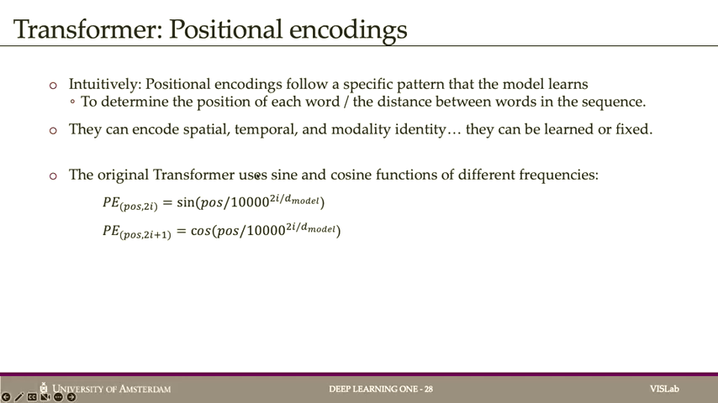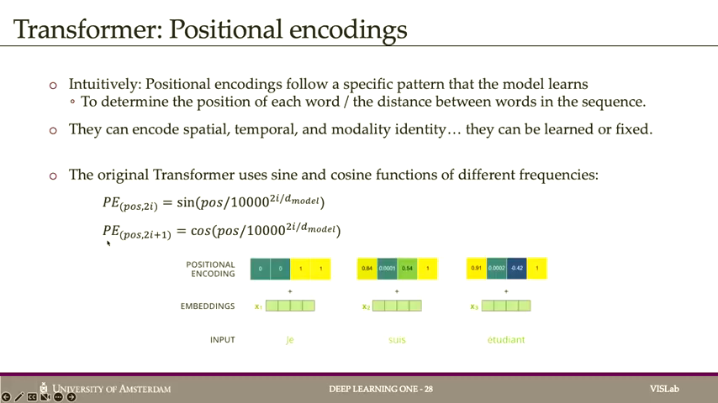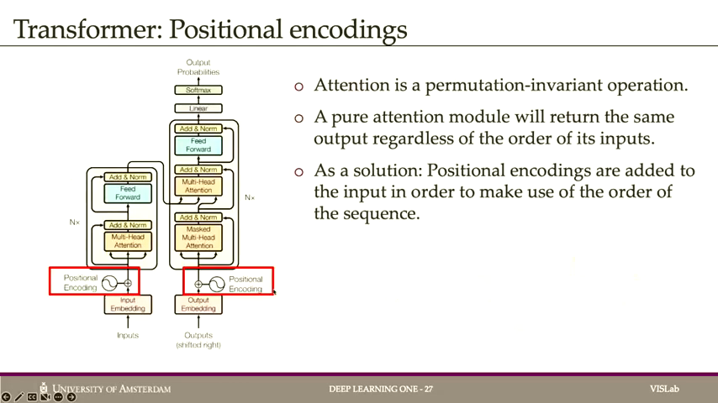The transformer uses sine and cosine functions of different frequencies, defined with these equations. The output is a representation like this, which is then summed with the word embedding. This summation goes here, and that's how the encoder receives the input and starts processing with these multi-head attention layers, feed-forward layers, and so on.